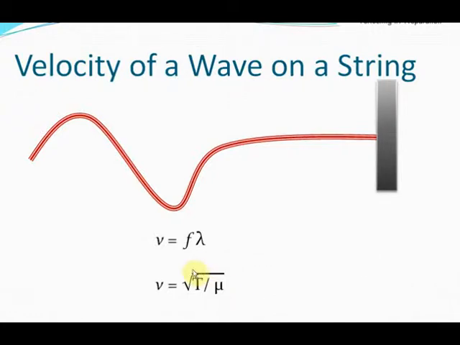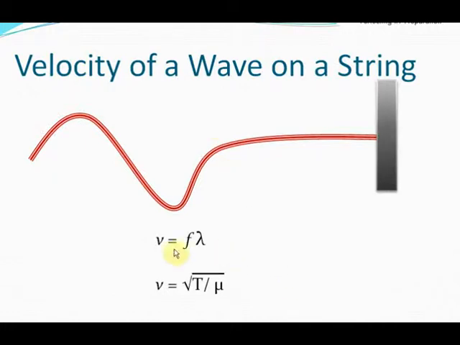Now what is T? T is the tension in the string. In the chapter force we studied, remember, that a string has a certain value of tension in it. What is mu? Mu is the mass per unit length of the string. So if the length of this string is 1 meter and its mass is say 2 kg, then its mass per unit length is 2 kg per meter.